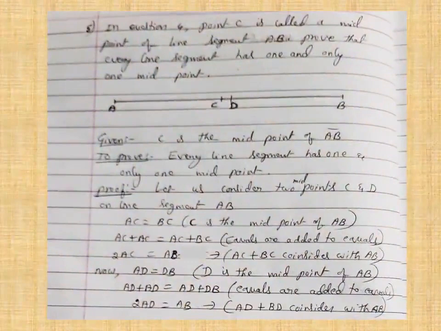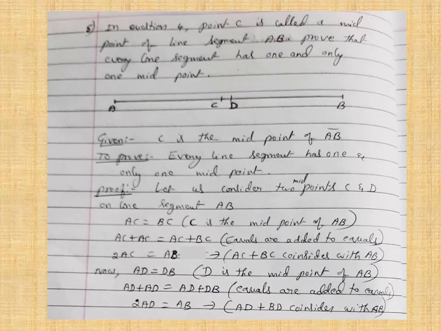In question 4, point C is called a midpoint of line segment AB. Prove that every line segment has one and only one midpoint. Given: C is the midpoint of AB. To prove: every line segment has one and only one midpoint. Proof. Let us consider two midpoints C and D on line AB.